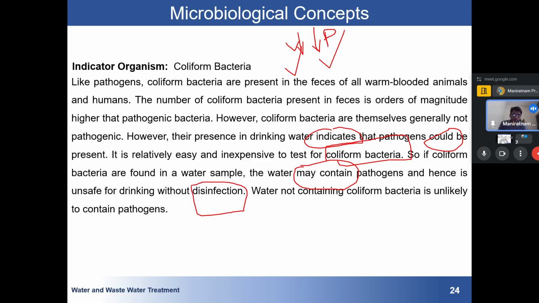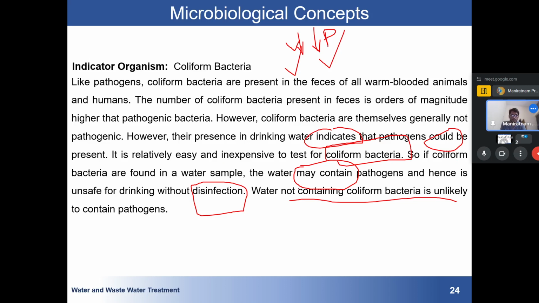Without disinfection. In the last class we studied disinfection, that is, the use of chlorine, ozone, and UV. Water not containing coliform is unlikely to contain pathogens. If coliform is not present, it is very rare that any pathogens will be there. There are several techniques that will confirm this. I hope this is clear to you.